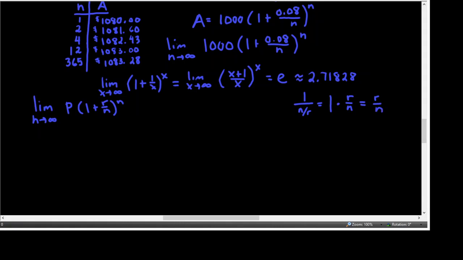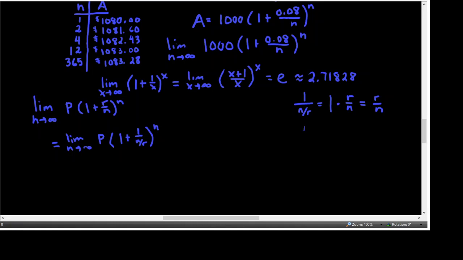So if that's true, then in this expression I'm going to replace r over n with 1 over n over r. And if I make that substitution, this will still be raised to the nth power. Now, this is all going to seem like, well, why are you doing this? It will hopefully become clear.